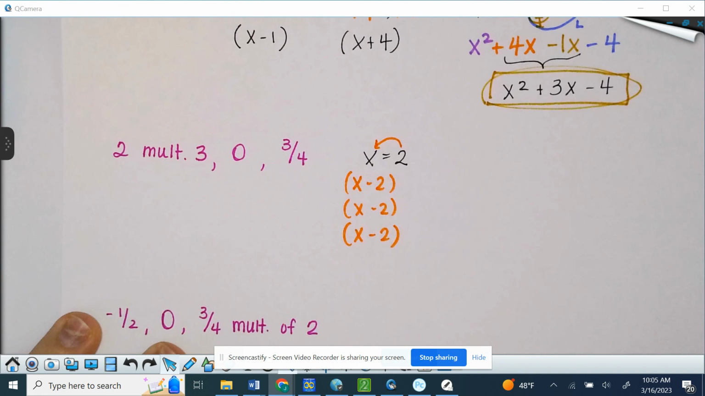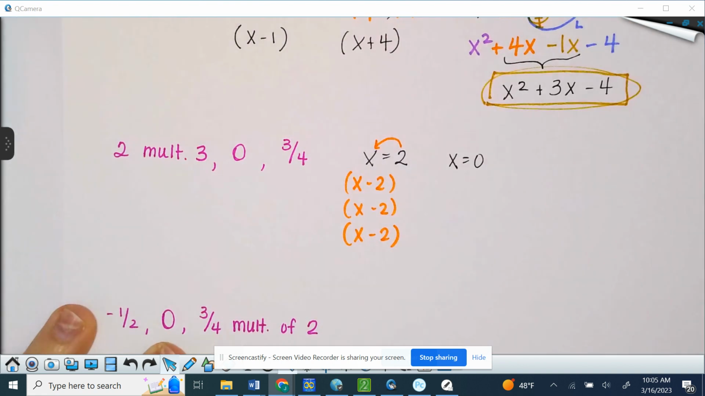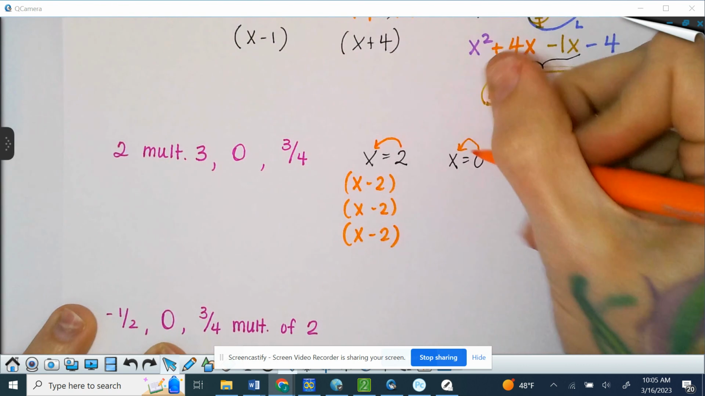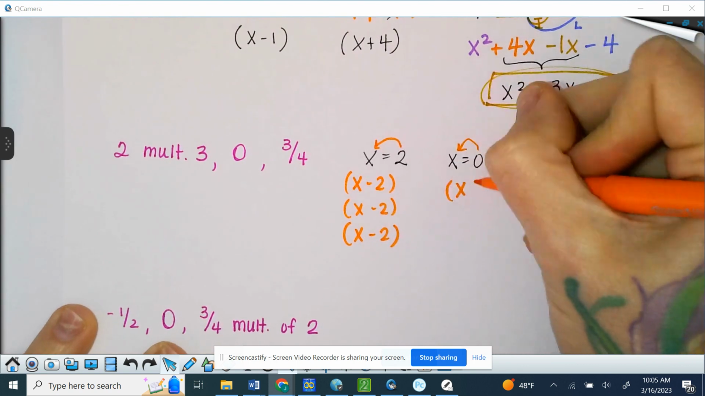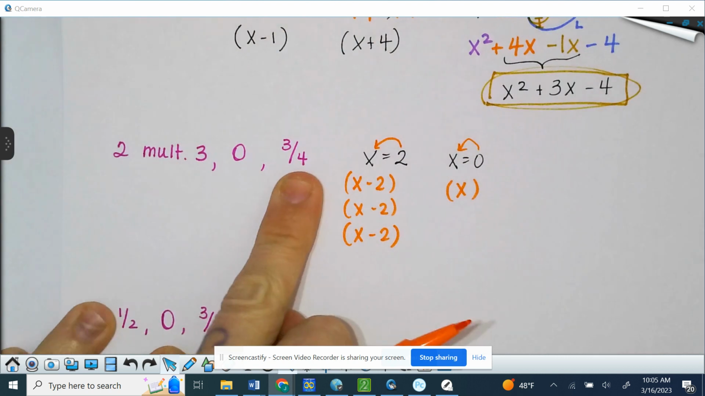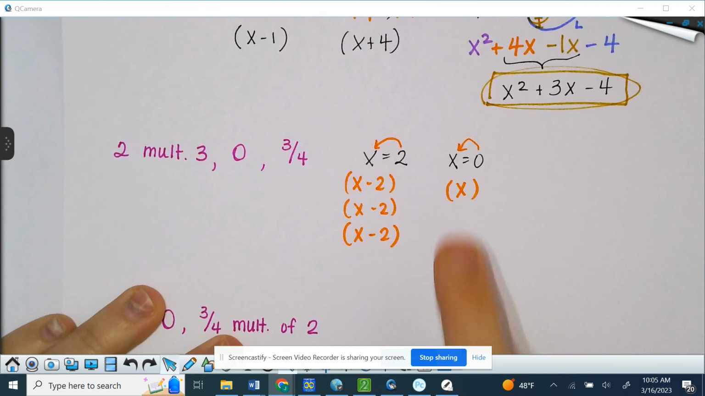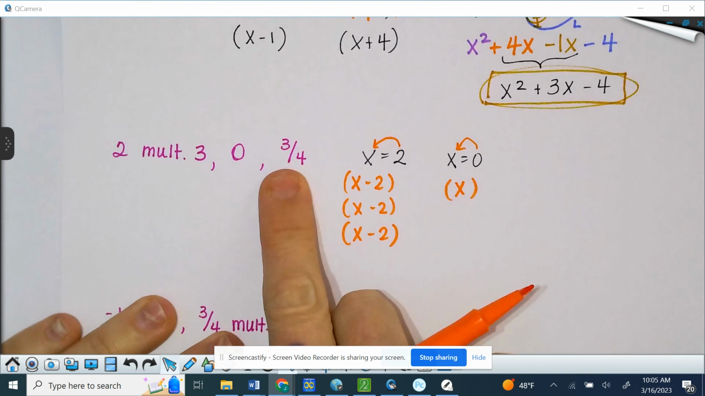Now 0, x equals 0. To move that 0 over, it doesn't do anything. That means I just have an x. Don't lose that guy. So this one, I wrote all the ones that I've watched you guys make mistakes. So 0 is a factor. It's just x.